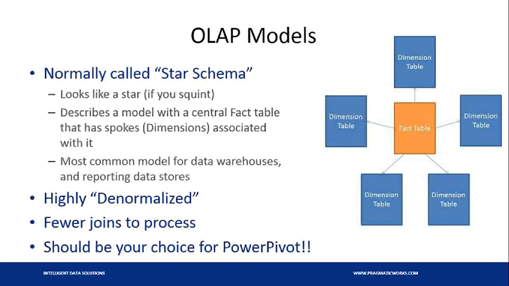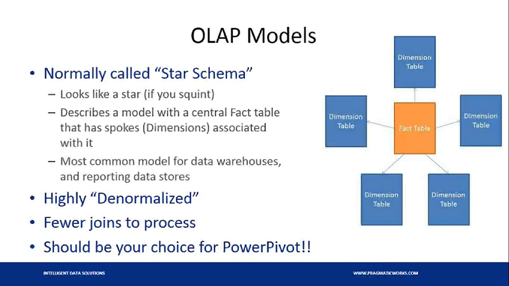Because these have fewer tables, there's also going to be fewer joins. This is the type of model you should be striving to build in PowerPivot. And this is what we're going to walk through. How do I build one of these models when my data looks like something else? So pay attention to this star schema. We're going to use it a lot in PowerPivot. Your goal should always be to build a star schema because it's the model that works the best with PowerPivot.